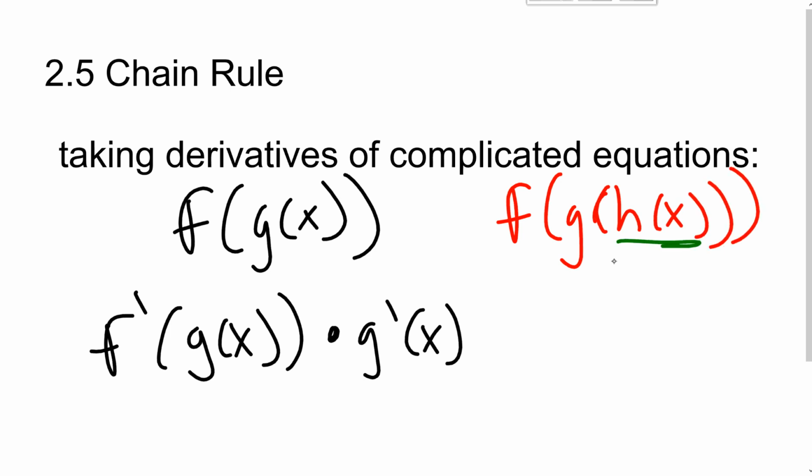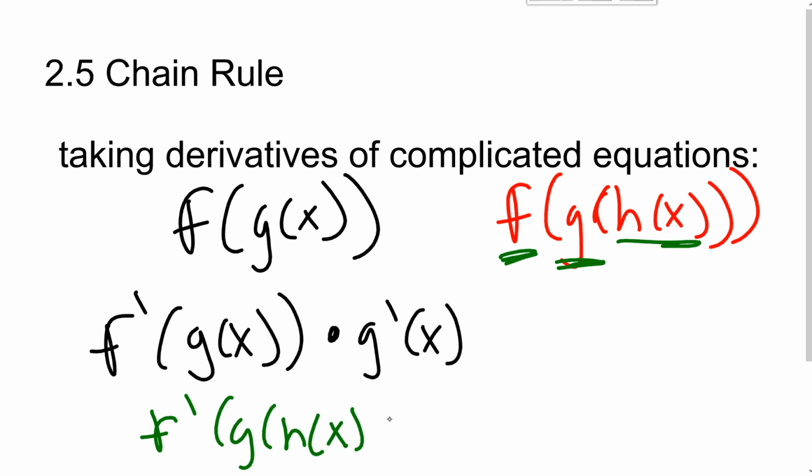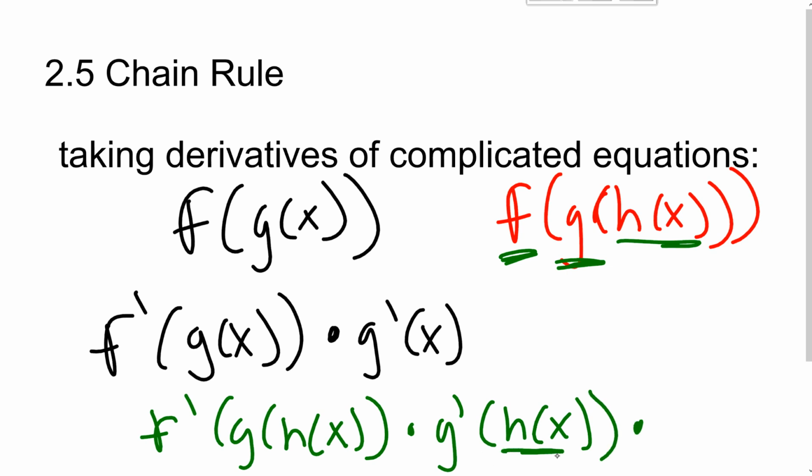So this is a function g inside the function of f. I take the derivative of the outside, and I'm going to need some more room to write this. That would be f prime, leave the inside alone, then multiply that by the derivative of the inside, and then I have to multiply that by the derivative of the inside of that, which is the derivative of h.